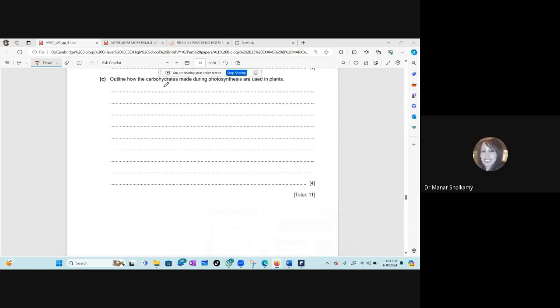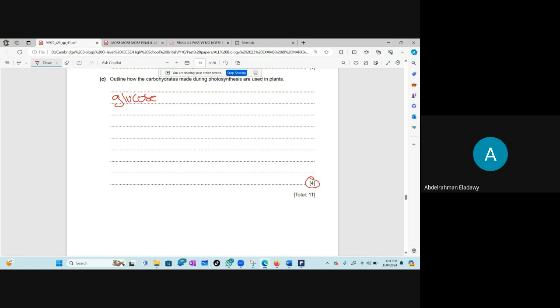Now, outline how the carbohydrates made during photosynthesis are used in plants. This is a very nice question. This is core, by the way. What is the carbohydrate that is produced in photosynthesis? Glucose, very good. And this glucose, how will the plants use it? Give me four uses of glucose in plants.